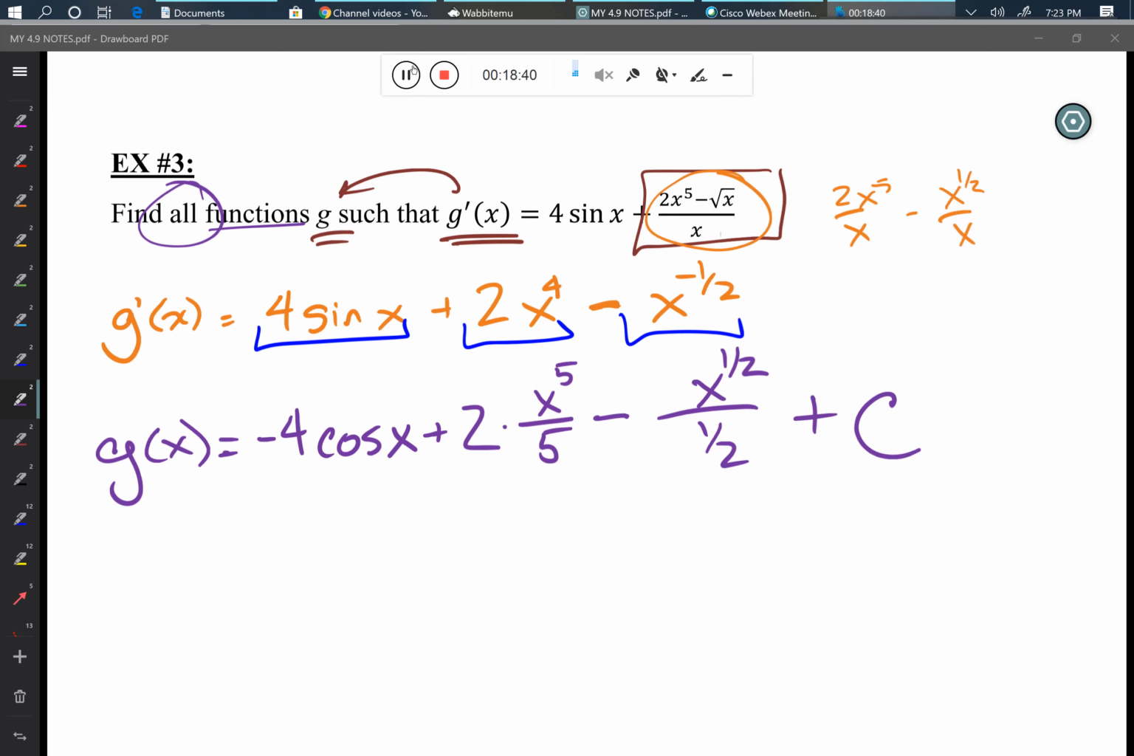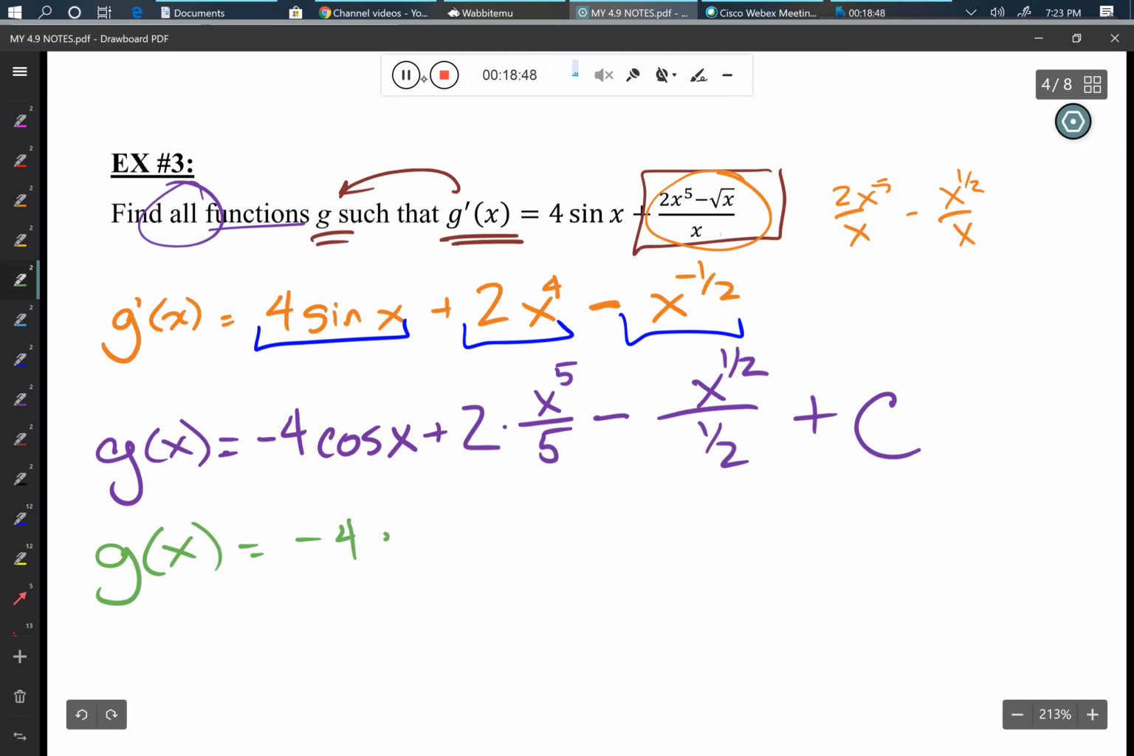But if you know nothing else about me, this is unacceptable as it is, and I will clean this up and make it pretty, wrap it up, put a bow on it. We have g of x is equal to negative 4 cosine of x plus 2/5 x to the 5th, and then dividing by half means multiplying by 2, so minus 2 root x plus c. How gorgeous is that?